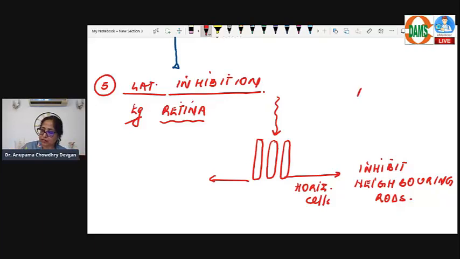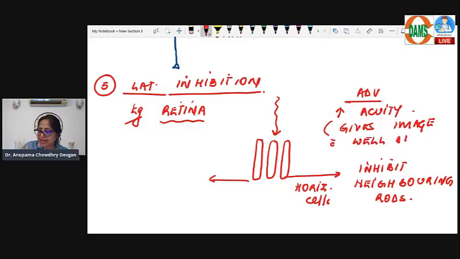What is the advantage of this lateral inhibition? Lateral inhibition will increase the acuity. The rods which are getting excited inhibit the neighboring rods via the horizontal cells. So if surrounding rods are inhibited, that increases the acuity and gives you a sharp image with well-defined margins. That is what lateral inhibition does.